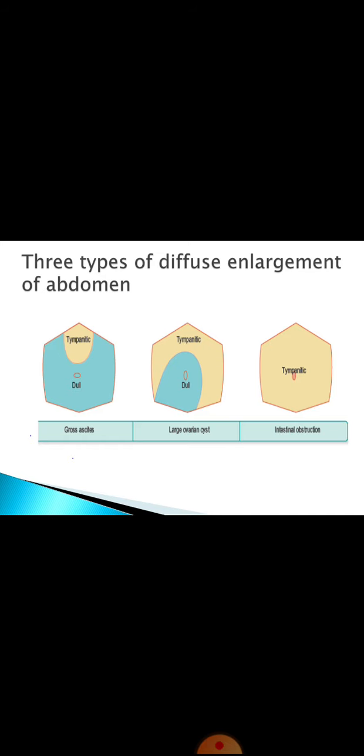So the most common causes of diffuse enlargement of the abdomen are ascites, large ovarian cyst, and intestinal obstruction. In case of ascites, there is periumbilical tympany, and the flanks on both sides are dull. While in a large ovarian cyst, the opposite is found: there is periumbilical dullness, and tympany is found in the flanks. In intestinal obstruction, the abdomen is totally tympanic.